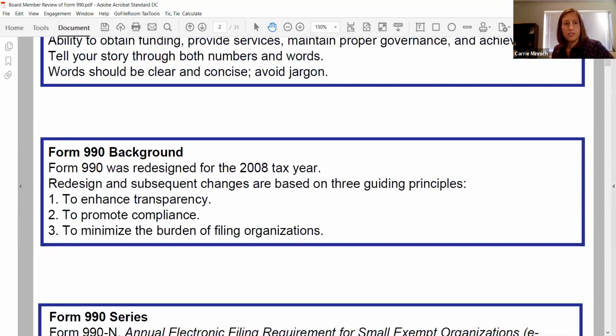So the IRS, just a little bit of background on the 990. The IRS redesigned Form 990 in 2008. It was a very big change that was done that year. They decided that it needed to be redone to enhance transparency. Nonprofits really have a premier tax status, so they have an additional responsibility on transparency to promote compliance. And then the IRS also thought that this redesign would minimize the burden on filing organizations. Now, most people would probably not agree with that statement. However, that was one of the intentions of the redesign.